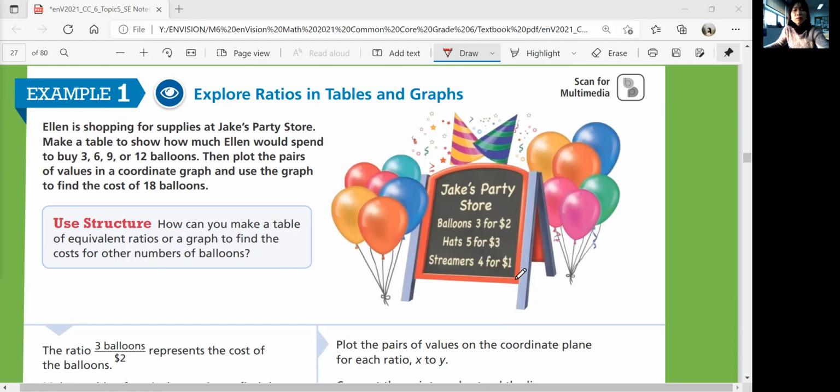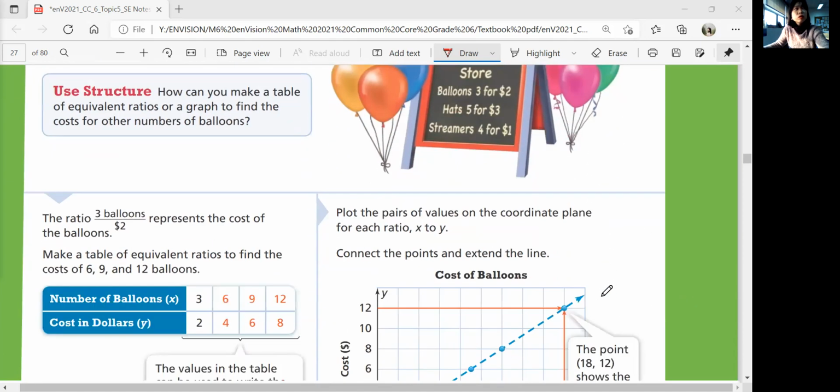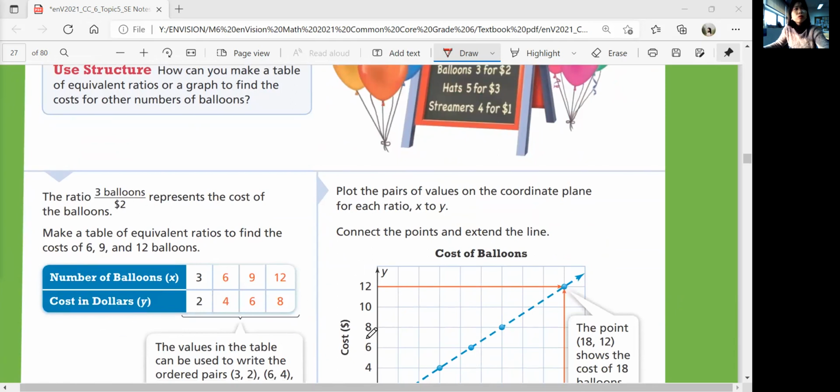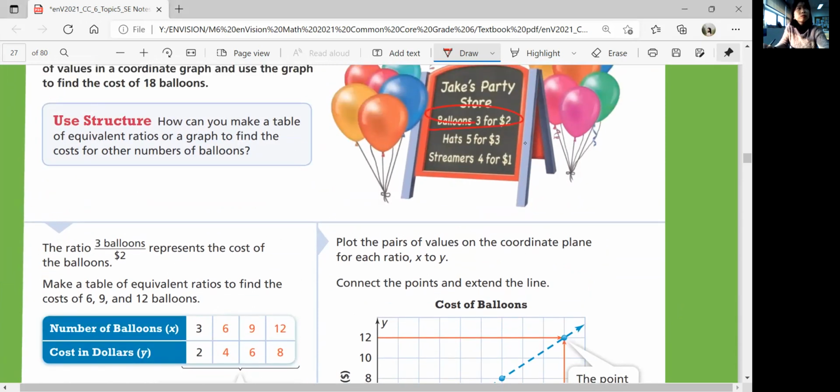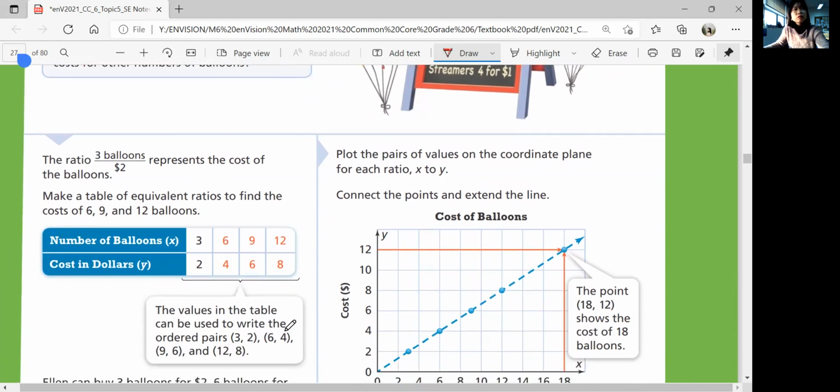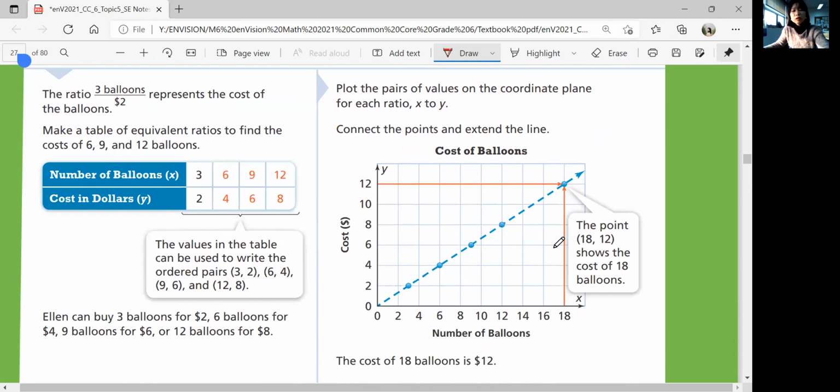How can you make a table of equivalent ratios or a graph to find the cost for other numbers of balloons? So you can make a table with the number of balloons versus cost in dollars, right? We got balloons 3 for $2. So 3 over 2. And then make equivalent ratios. You can also plot that on the graph. 3, 2, 6, 4, 9, 6, 12, 8, and so on. And so you can figure out the point 18, 12 is on the line. And so that shows the cost of 18 balloons. So the cost of 18 balloons would be $12.